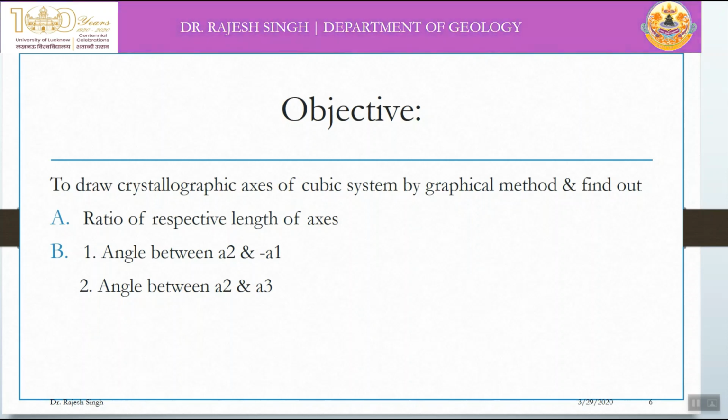The objective of the present exercise is to draw the crystallographic axes of the cubic system by graphical method and find out the ratio of the respective lengths of the axes, the angle between the minus A1 axis and A2 axis, and the angle between the A2 axis and A3 axis.